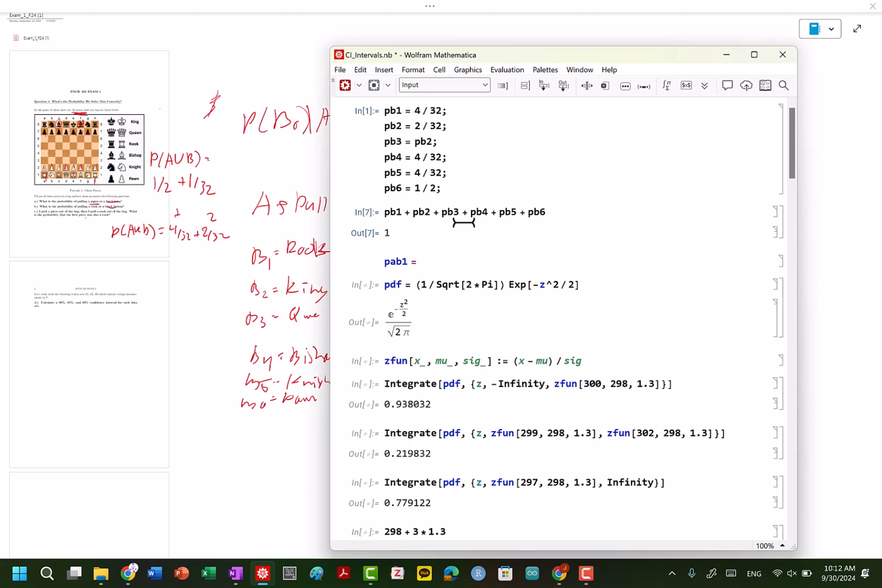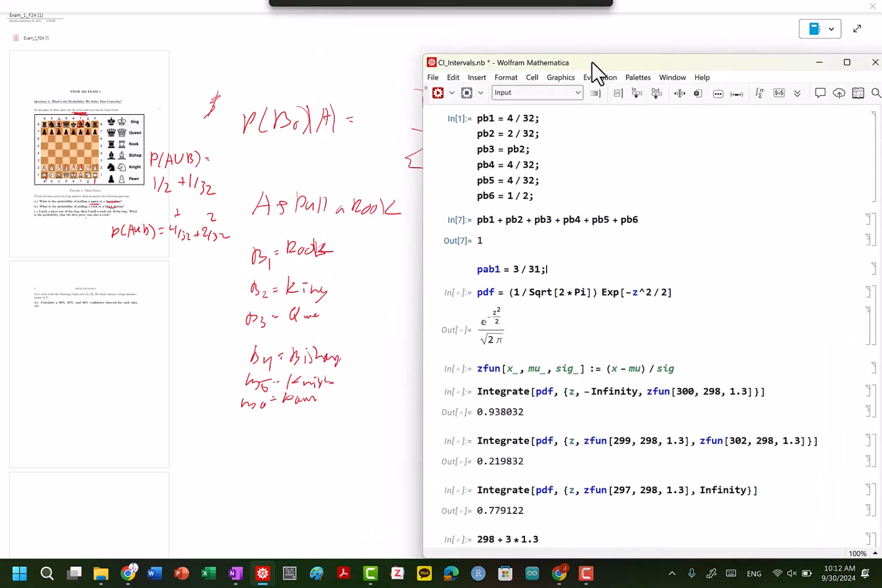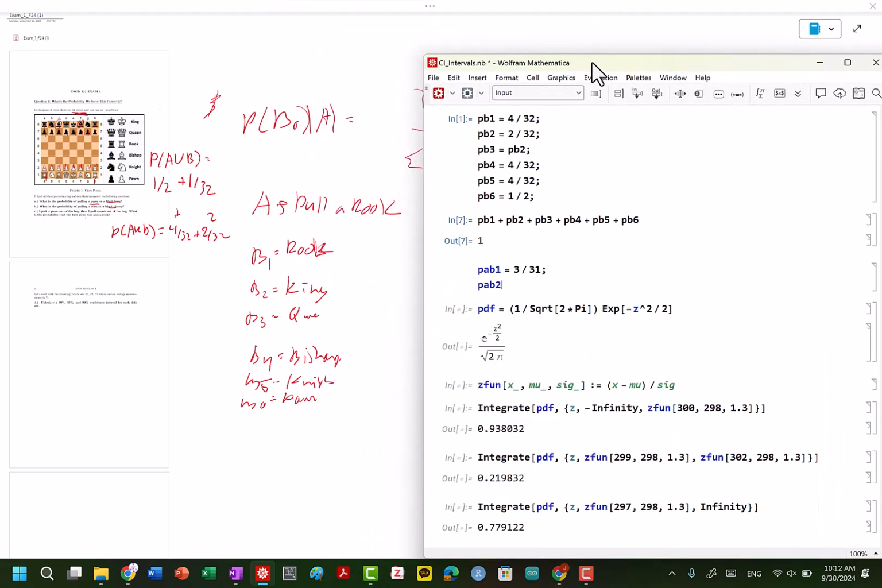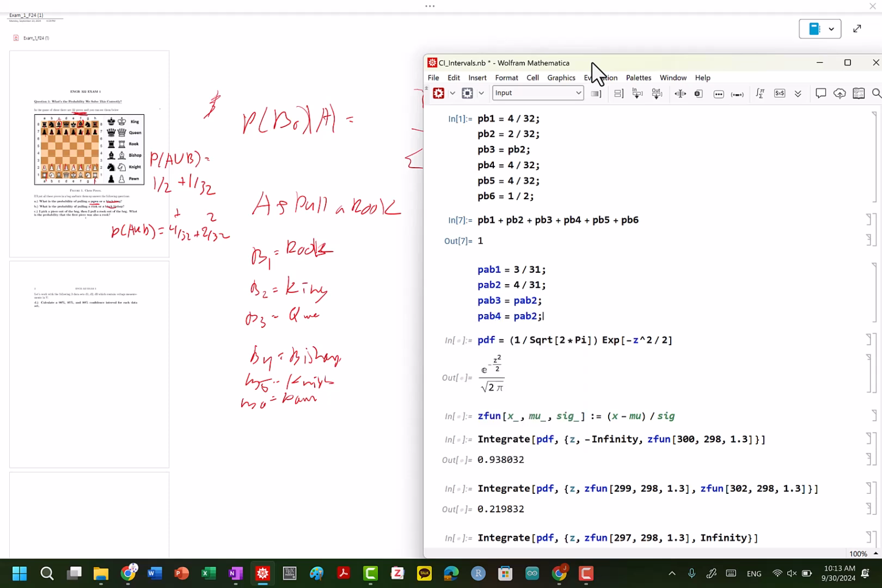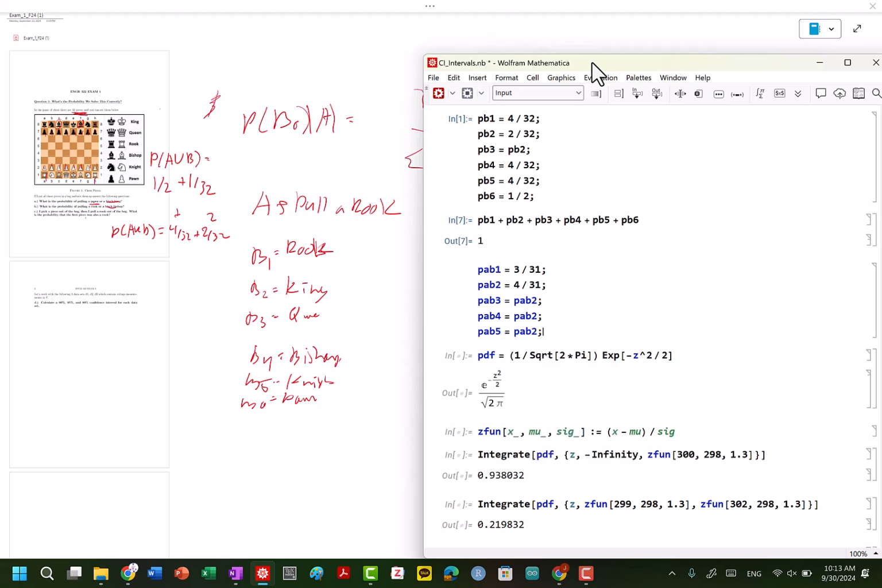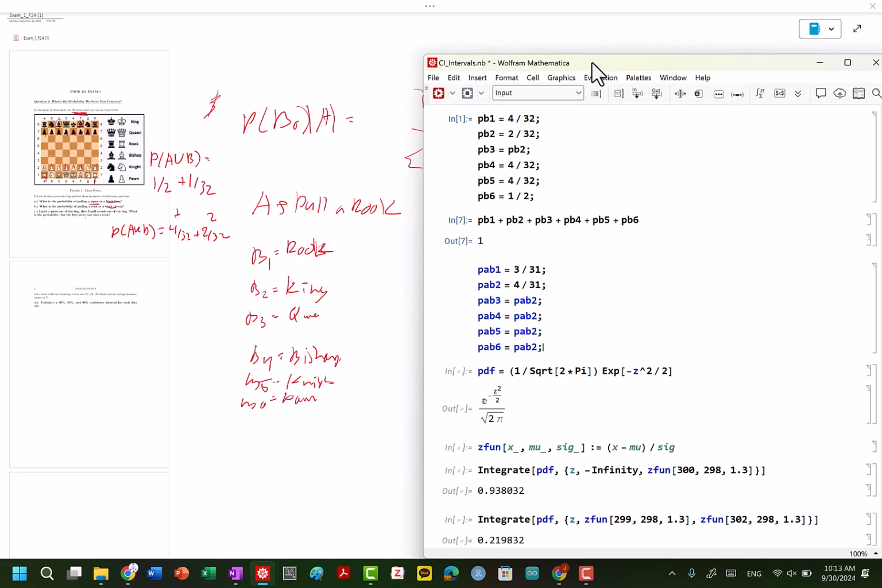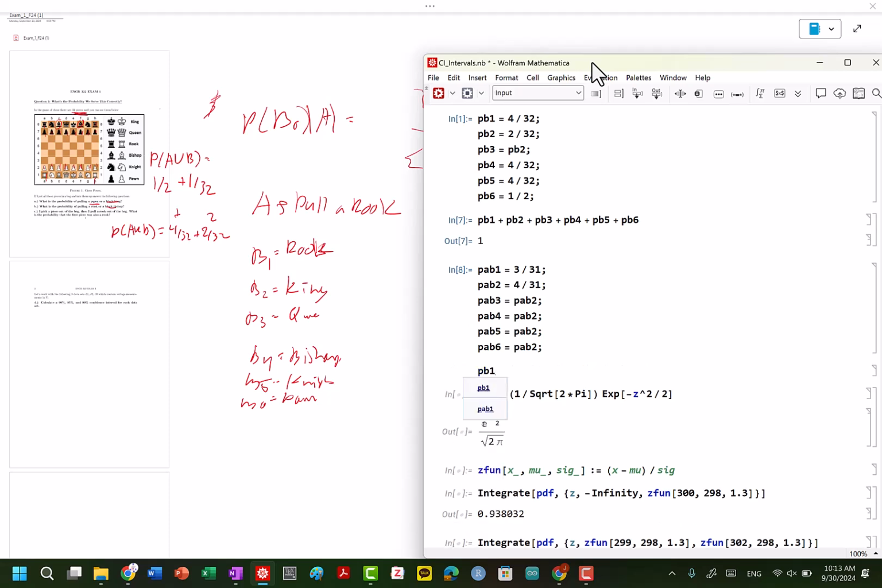So, for example, if there are 4 rooks out of 32, the probability that I pull a rook after the first one would be 3 out of 31, right? Because the first one was a rook. And then PAB2 is going to be equal to, what's the probability that I pull a rook given the first one was a king? That will be 4 out of 31, because I haven't changed the number of those values. And PAB3 will be equal to PAB2. PAB4 equals PAB2. PAB5 equals PAB2. PAB6 equals PAB2. There we go.